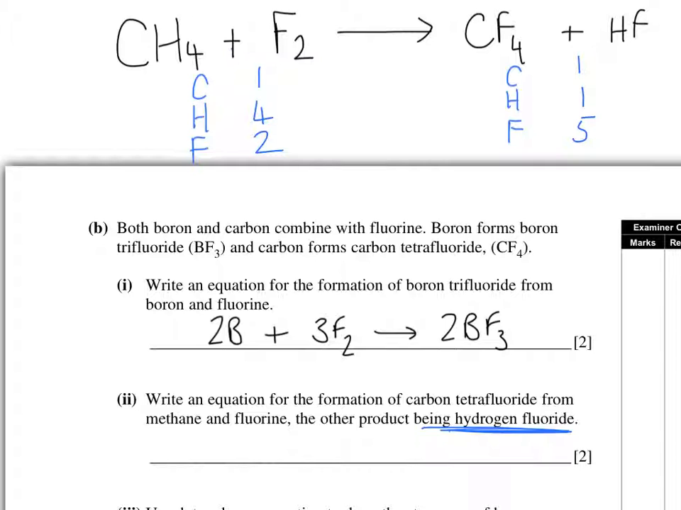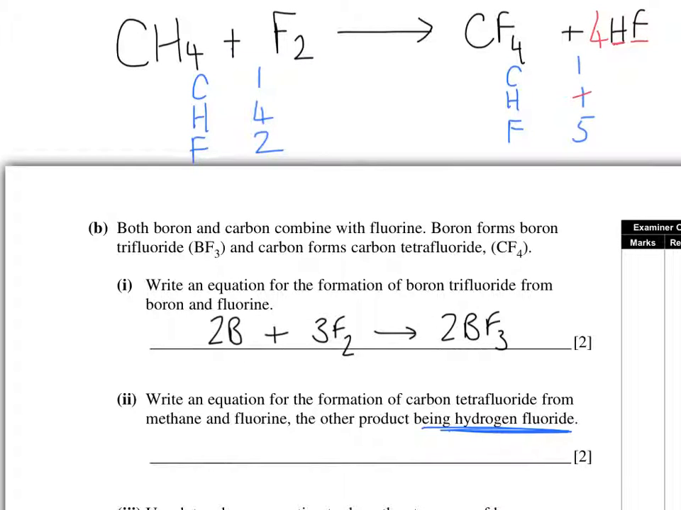So perhaps the easiest place to start is with our hydrogens. We have 4 on the left hand side but only 1 on the right hand side, and so we can fix that by putting a 4 in front of the hydrogen fluoride. Now we need to update our list to change the number of atoms that big number 4 changes. So it affects the hydrogen and it affects the fluorine, so we need to change both on the list.